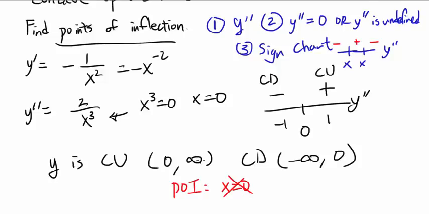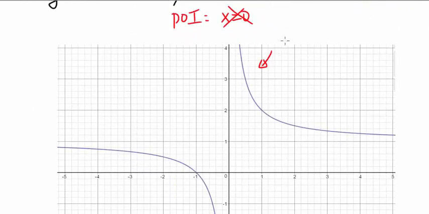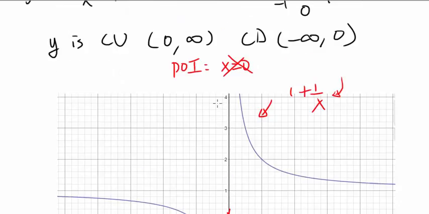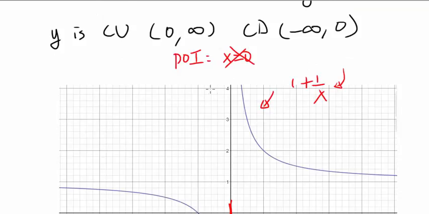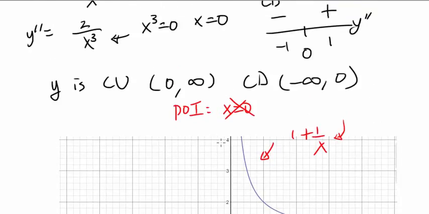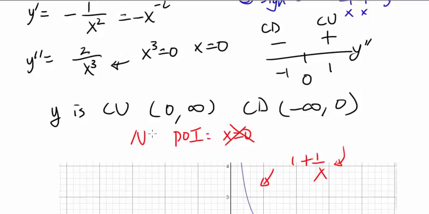And the reason it is not a point of inflection is, I have a graph of our function 1 plus 1 over x right down below, and as you can see, at x equals 0, the graph is undefined. The function is undefined because when you plug 0 into this function, you're dividing by 0, which is going to cause a vertical asymptote because you're dividing 1 by 0. So since x equals 0 is not going to be on the graph of the function, we disregard this as a point of inflection. So in this case, there are actually no points of inflection.